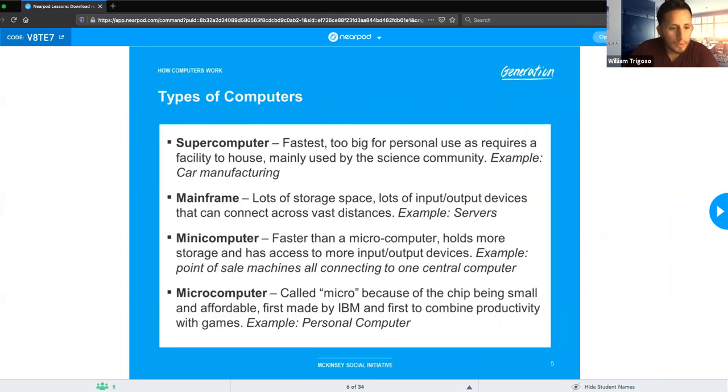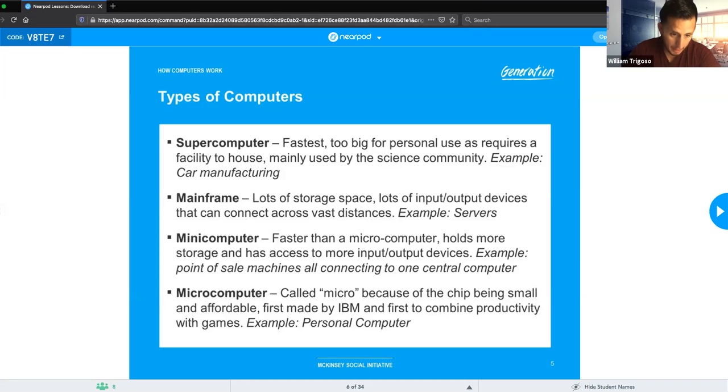Yes, so types of computers. Supercomputer: fastest, too big for personal use as it requires a facility to house, mainly used by the science community. Example, car manufacturing. The second one is mainframe. Mainframes have lots of storage space, lots of input-output devices that can connect across vast distances. Example, servers. Third one, minicomputer: faster than a microcomputer, holds more storage, and has access to more input-output devices. Example, point of sale machines all connecting to one central computer.